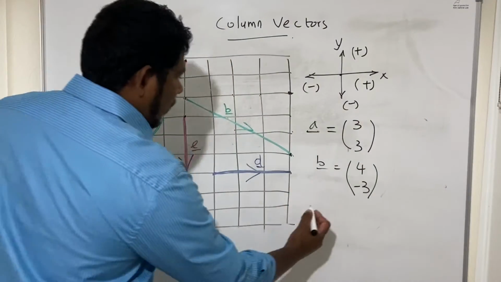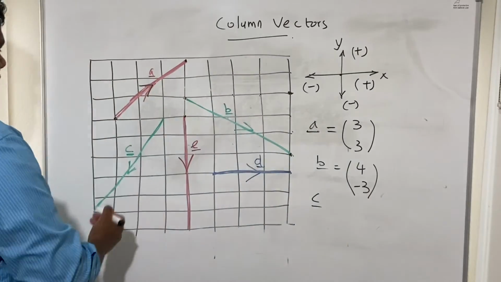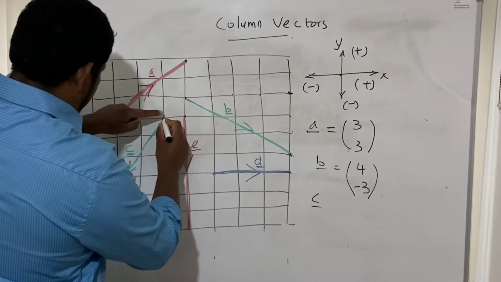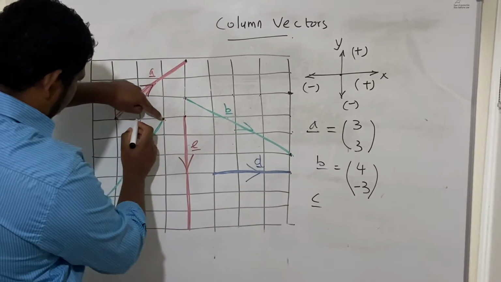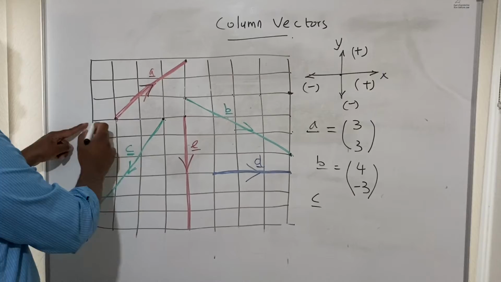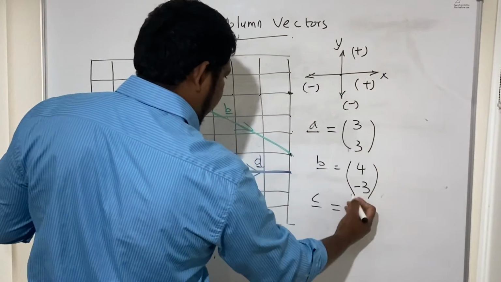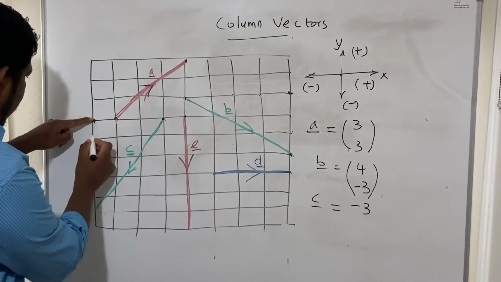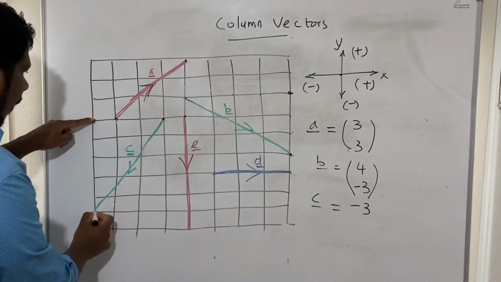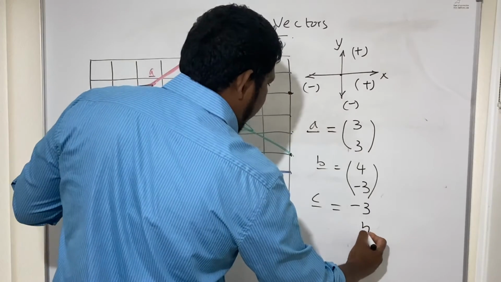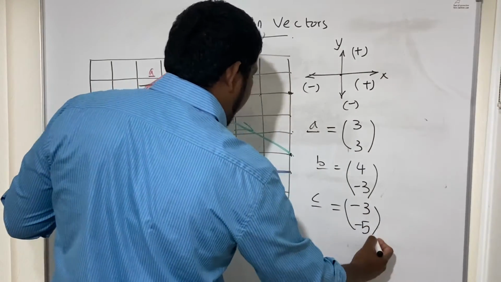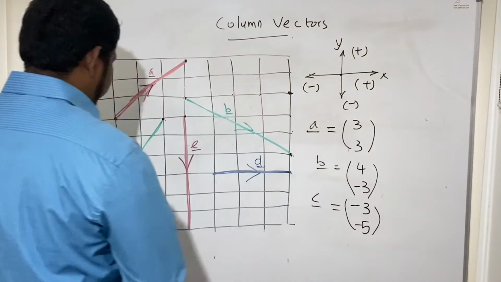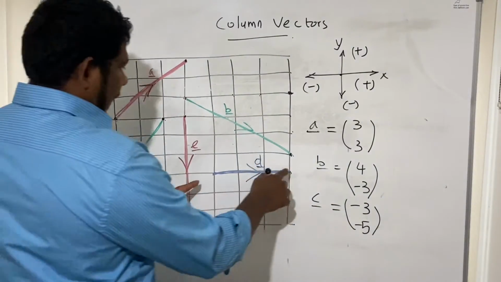So, okay, what about C? Okay, direction in this way. So this is the starting point. So we're going 1, 2, 3 units to the left, so it's going to be negative 3. Okay, we are here, so 1, 2, 3, 4, 5 units down, so it's negative as well. So -3, -5.